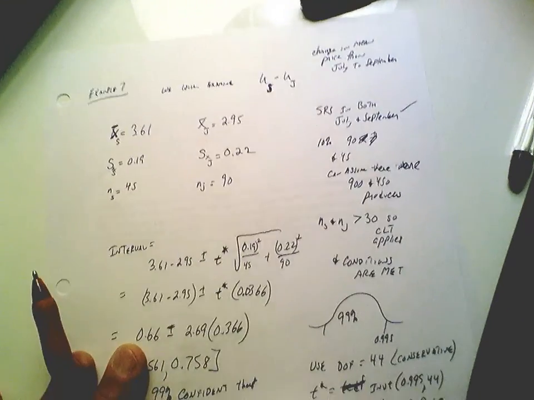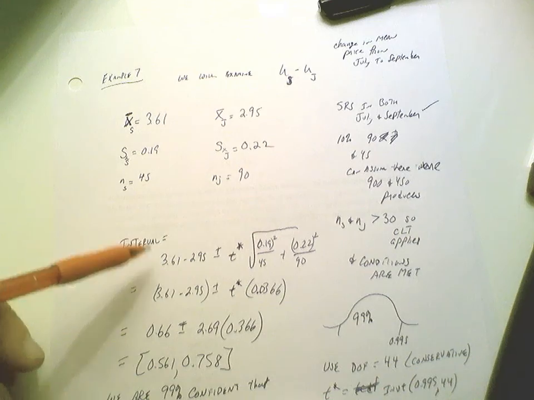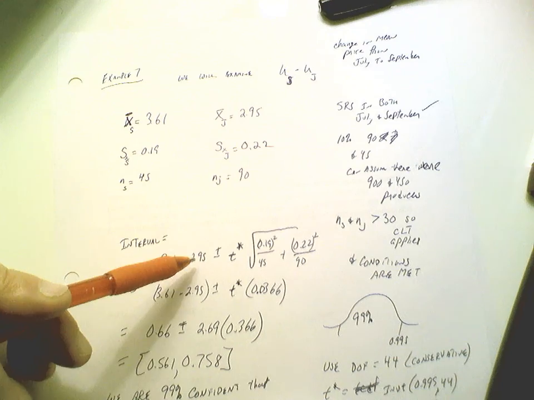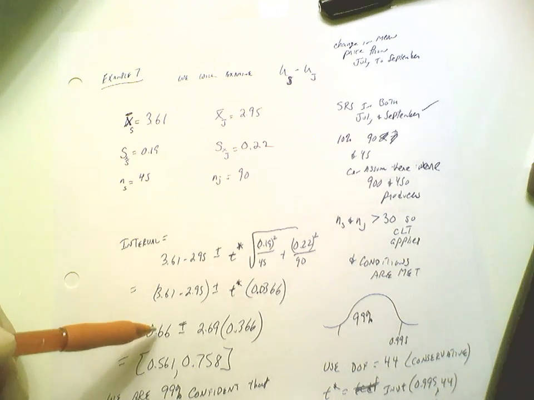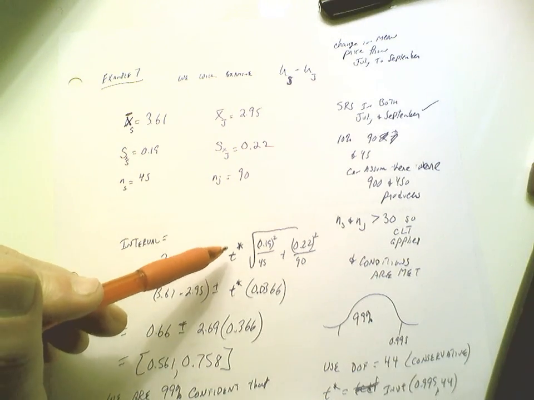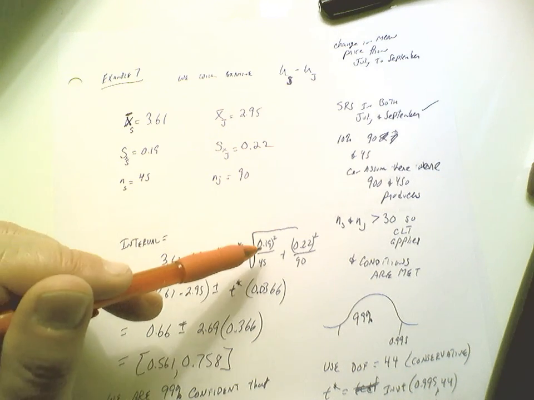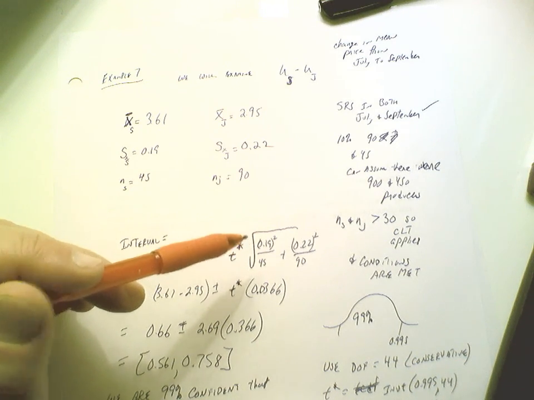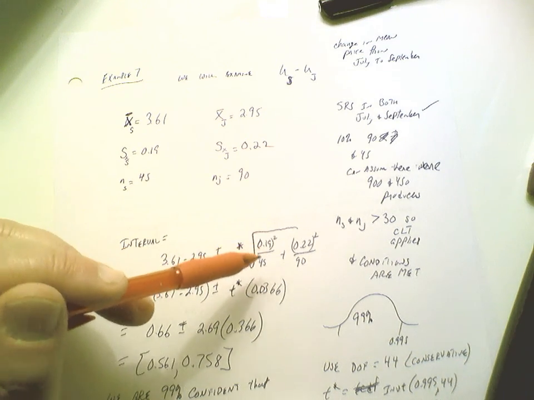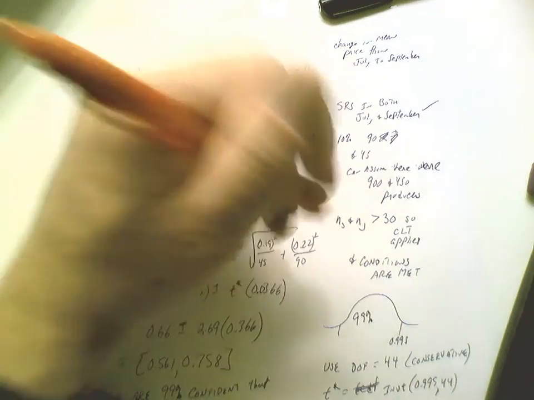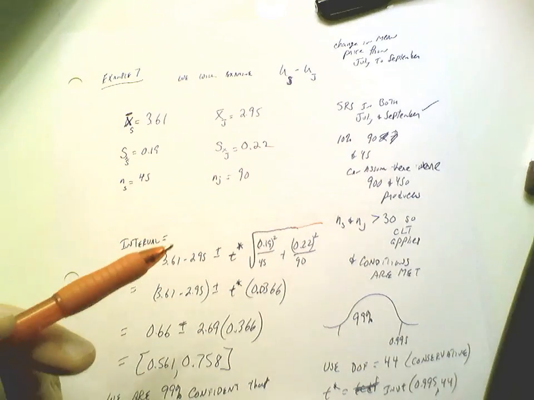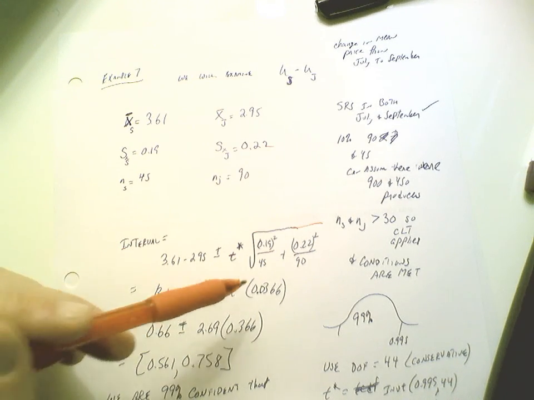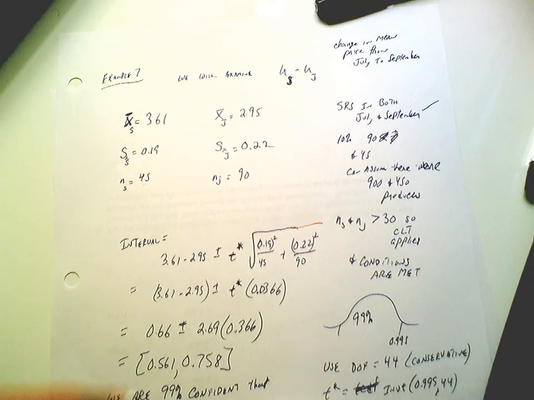So look at how I've structured the interval. You can see here's my x bar sub s minus x bar sub j, 3.61 minus 2.95. By the way, that'll become a 0.66 that you'll see a little bit lower down here. Here's my t value, I've got to come up with that. And I've written out the formula for the standard deviation of the difference of the two sample means: the square root of 0.19 squared over 45 plus 0.22 squared over 90. Let me extend my square root just for sake there. When I work that through the calculator, I'll have 0.0366.